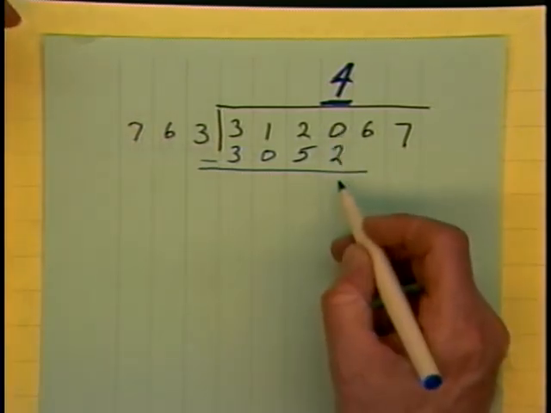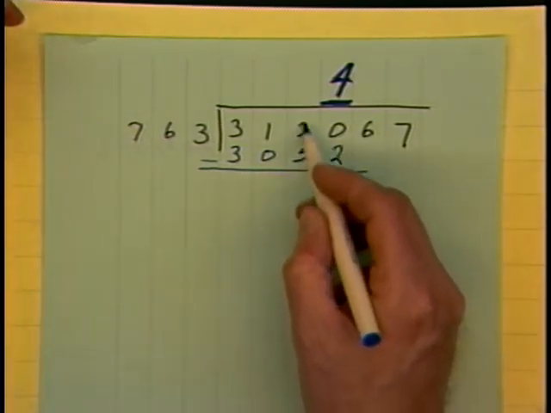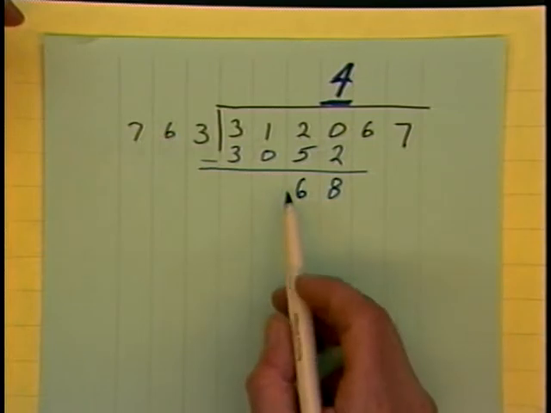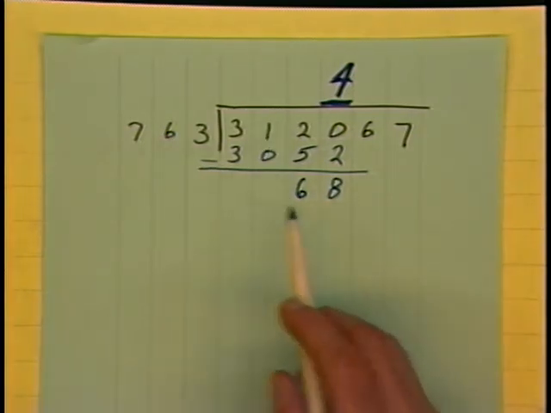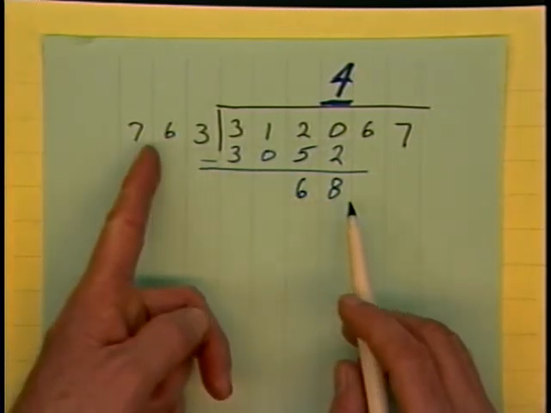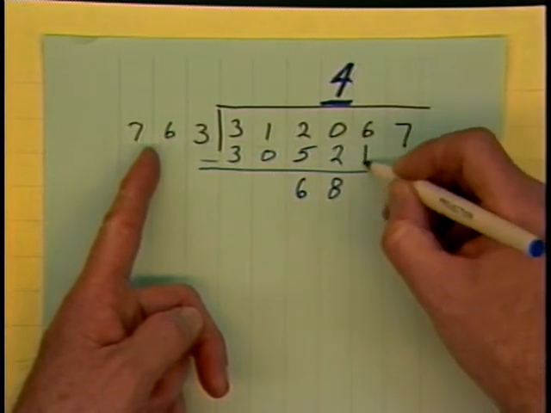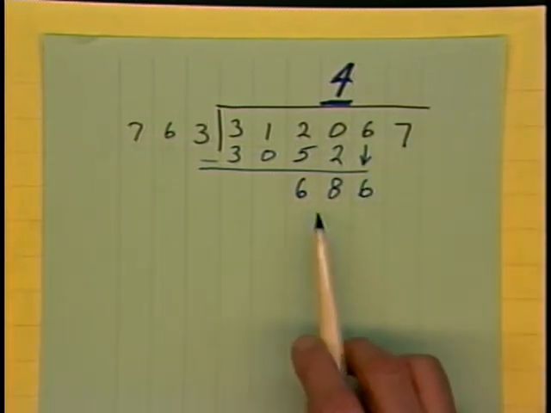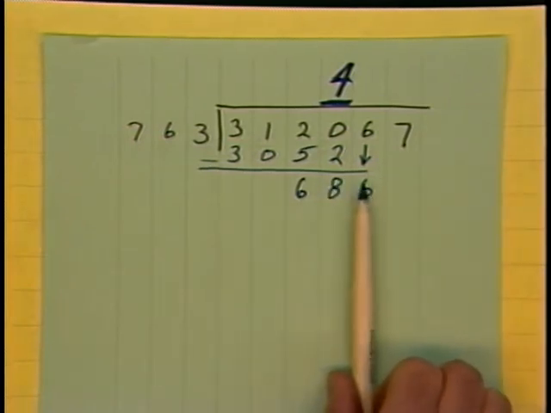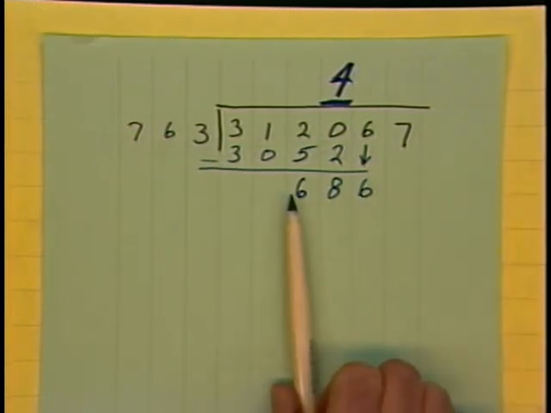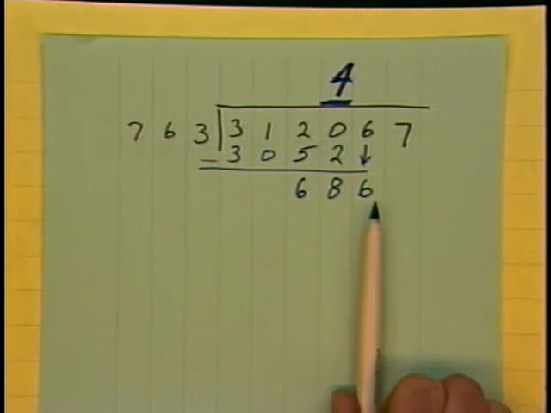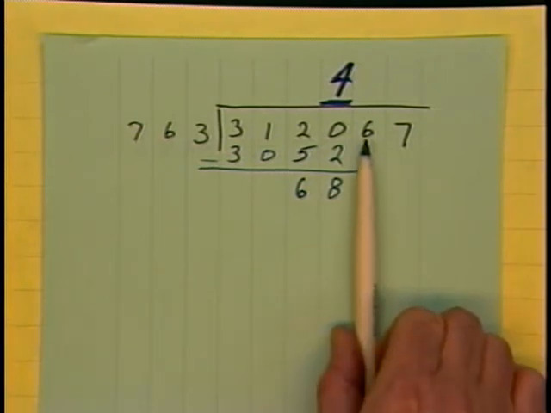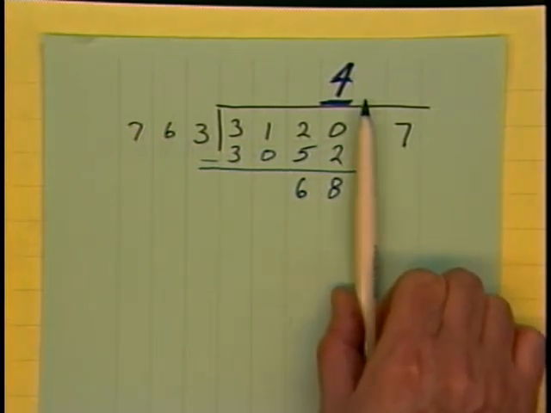So 2 from 10 is 8. 5 from 11 is 6. 0 from 0 is 0. So this is smaller than this. Bring down the next digit. And see, by keeping your columns lined up, that means I'm working over to here now, and furthermore, the next digit of my answer must go here.